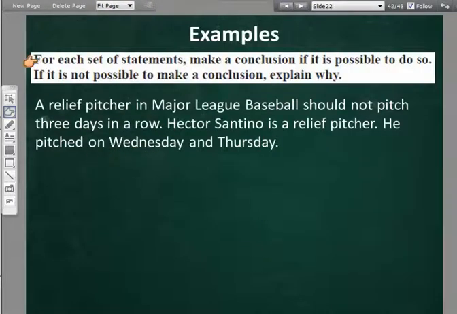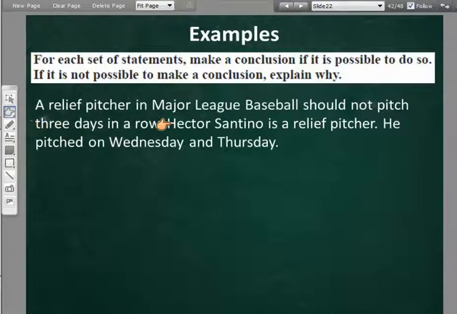This one says, for each set of statements, make a conclusion if it is possible to do so. If it is not possible to make a conclusion, then explain why. A relief pitcher in Major League Baseball should not pitch 3 days in a row. Hector Santino is a relief pitcher. He pitched on Wednesday and Thursday. Well, it says here they can't pitch 3 days in a row.